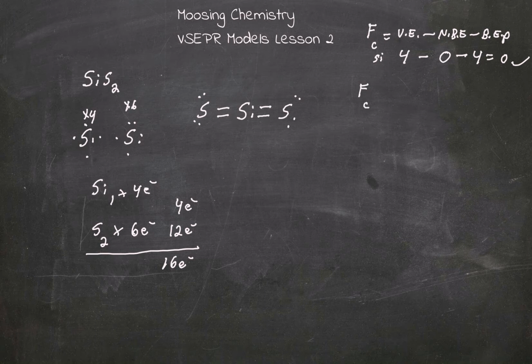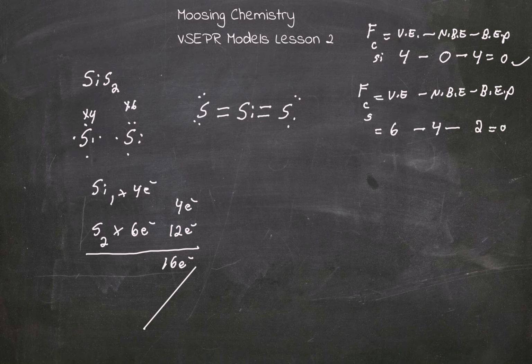Both the sulfurs look the same, so we can just do one of them. So valence electrons minus non-bonding electrons again, minus bonding electron pairs. Sulfur comes in with a total of 6 valence electrons. Non-bonding electrons, we have 2 pairs, so that gives us 4 non-bonding electrons. And our bonding pairs, there are 1 and 2. So this is going to be 6 minus 4 minus 2, which is 0, which is also good. So go ahead and erase that stray mark there. Not sure how it got there, but we get rid of it.